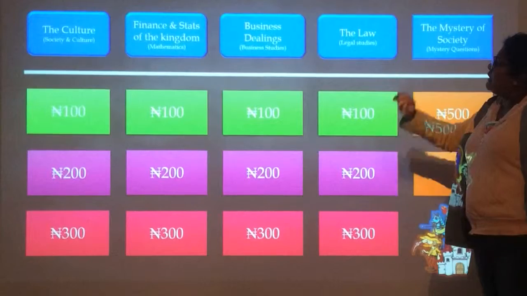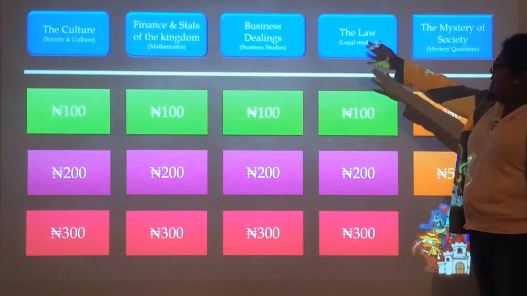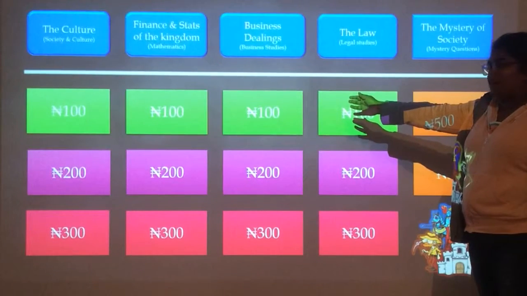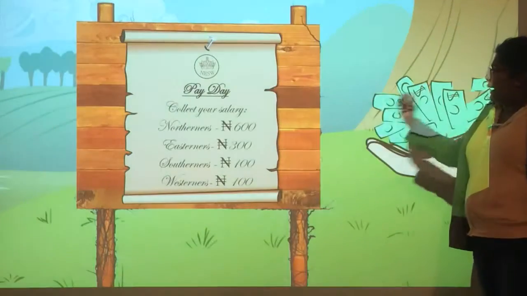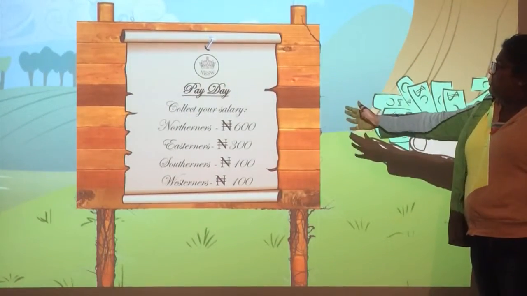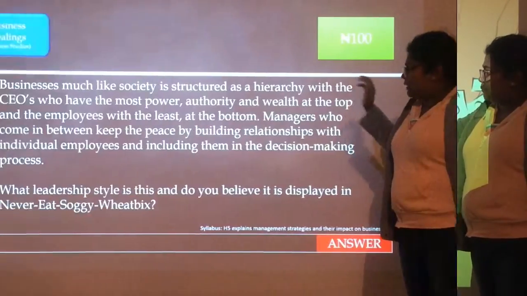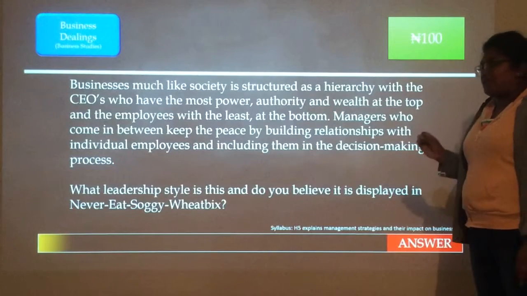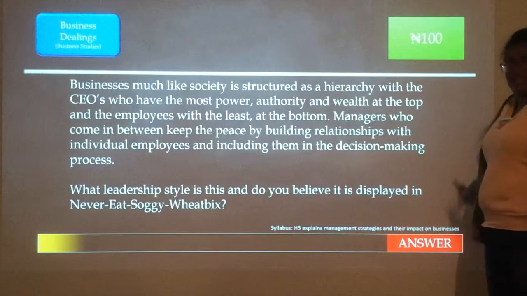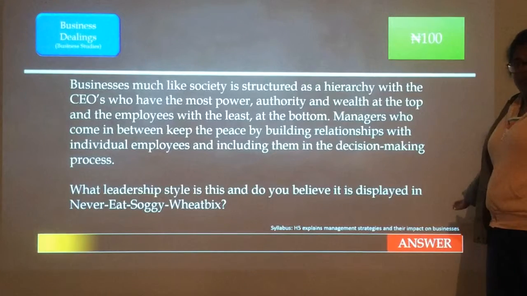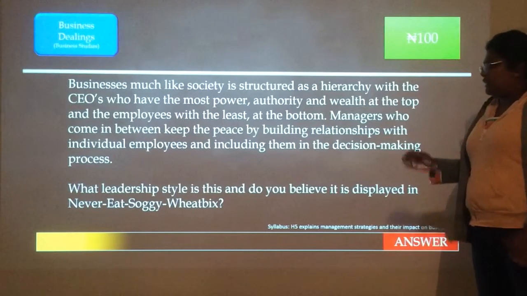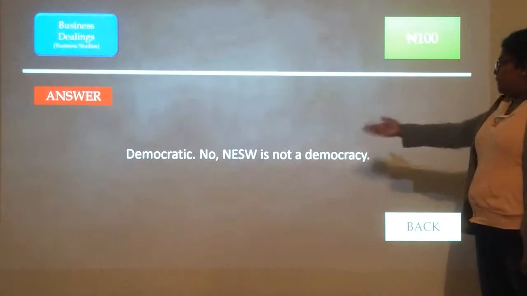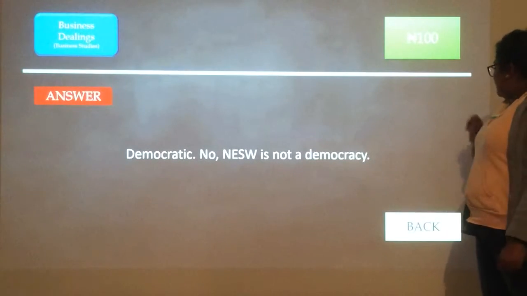For example, let's say the groups decide to pick business dealings and a value of 100 nobles. The payday screen will come up and each group will be given the corresponding money, which will then be followed by the question. Every other KLA in the game except society and culture will have a specific answer, hence the answer button at the bottom. Once the students answer correctly, you can click it and it will come up with the correct answer, and a back button.